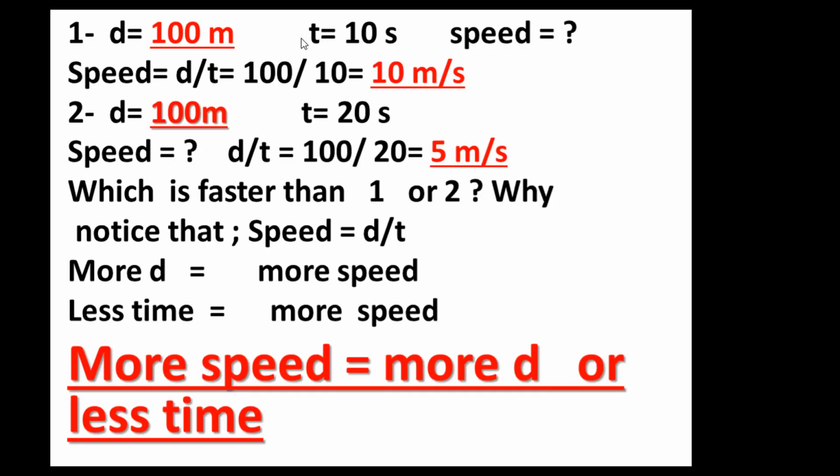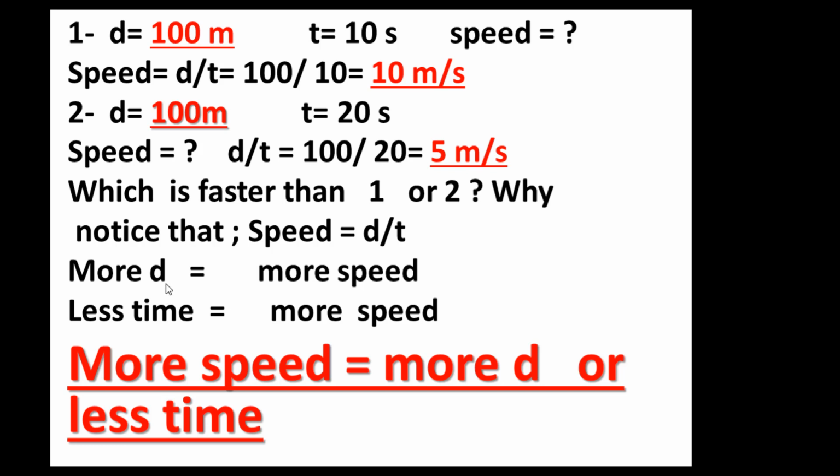Case number 1: distance equals 100 meter. Case number 2: distance also 100 meter, but the time changes. Time 10, time 20. Notice that speed in case number 1 is 10, speed in case number 2 is 5. Which is more? Number 1, 10 meter per second. Why? At the same distance but less time. So number 1 is faster than number 2.